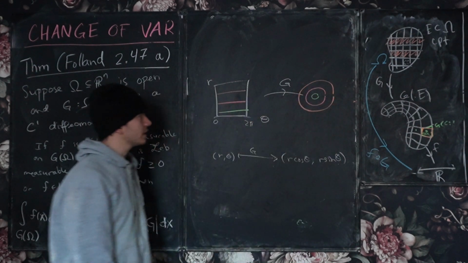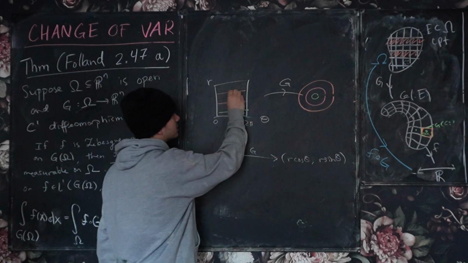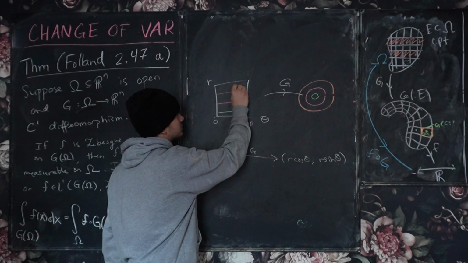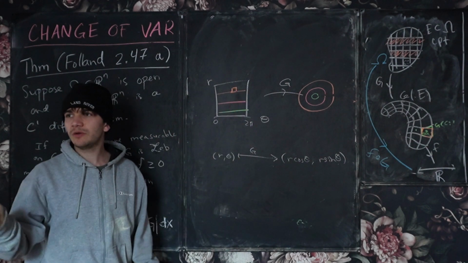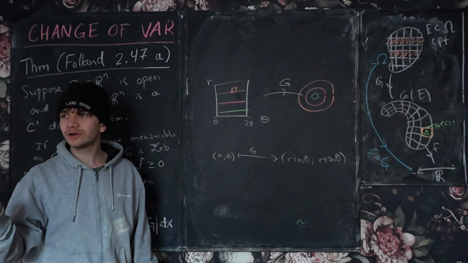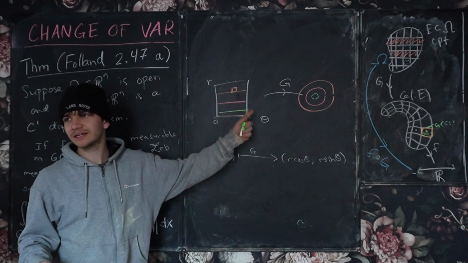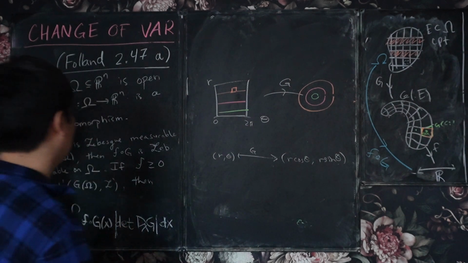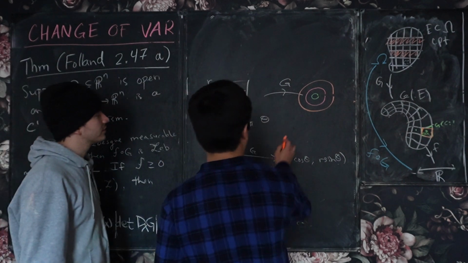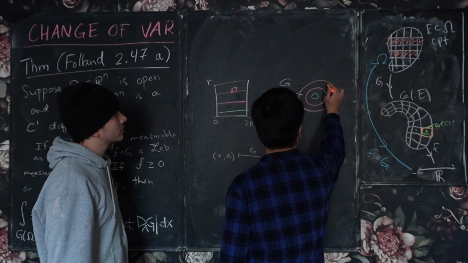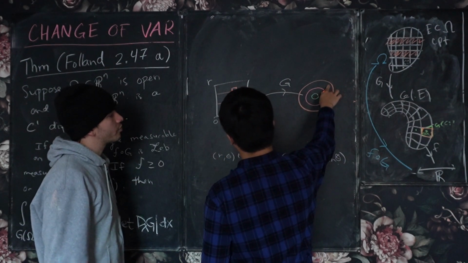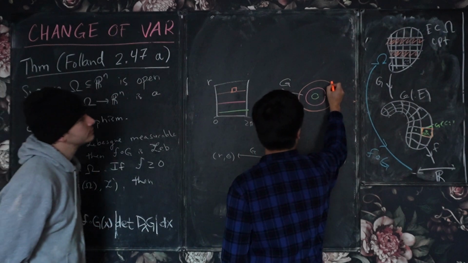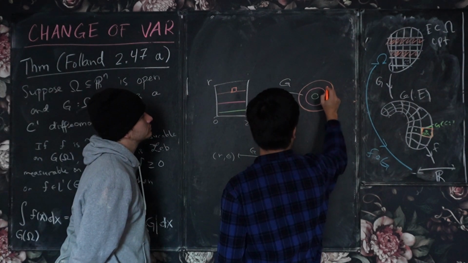Okay? And now if I look at a small box here, this small box, like what you said earlier, where is this small box going to get mapped to? So 1, 2, 3, and then it's a little bit up there, or 2 pi.